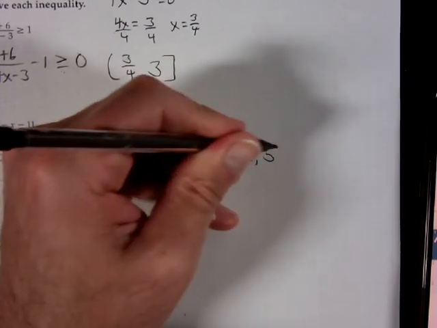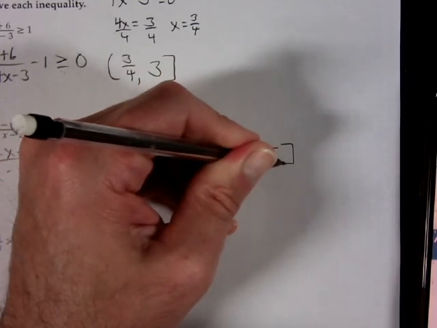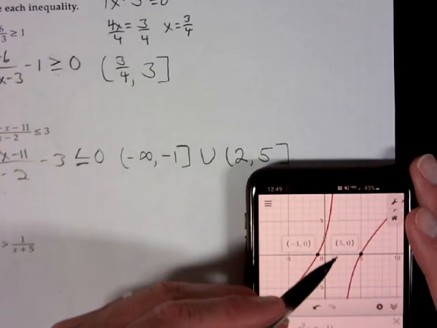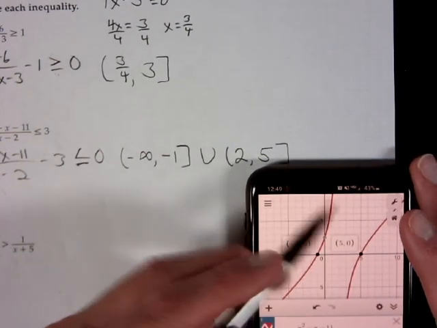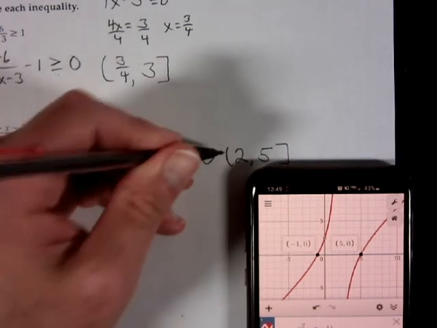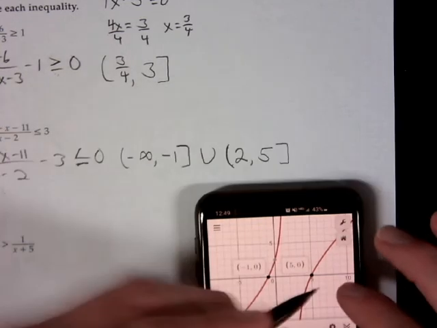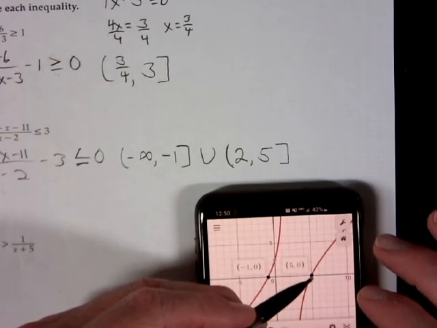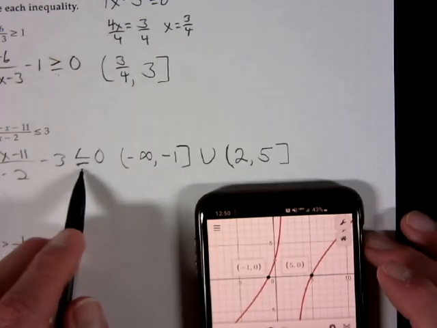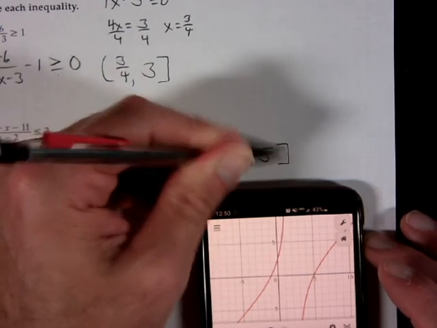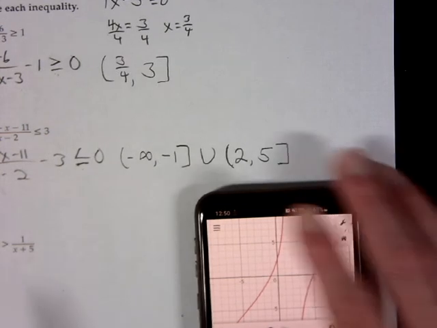And 5 is included in the value because that's at 0. However, 2 is not. Well, why not? Well, it doesn't hit 0 at 2. That's where the asymptote is. Okay? So 2 is not going to be a part of the value of the solution. So it gets a parentheses. 5 is a place where the graph hits it at 0. And since 0 is included in my inequality, we're going to put that in a bracket. All right? So that's how that works.